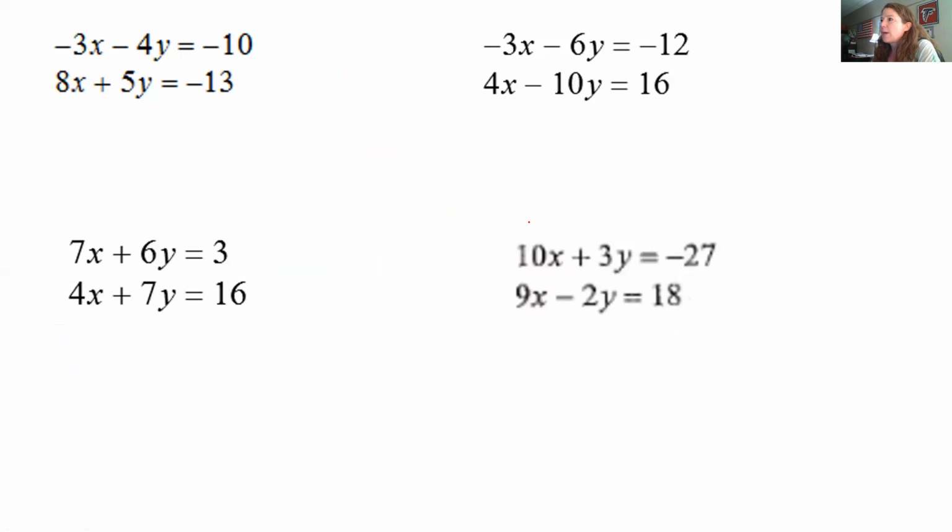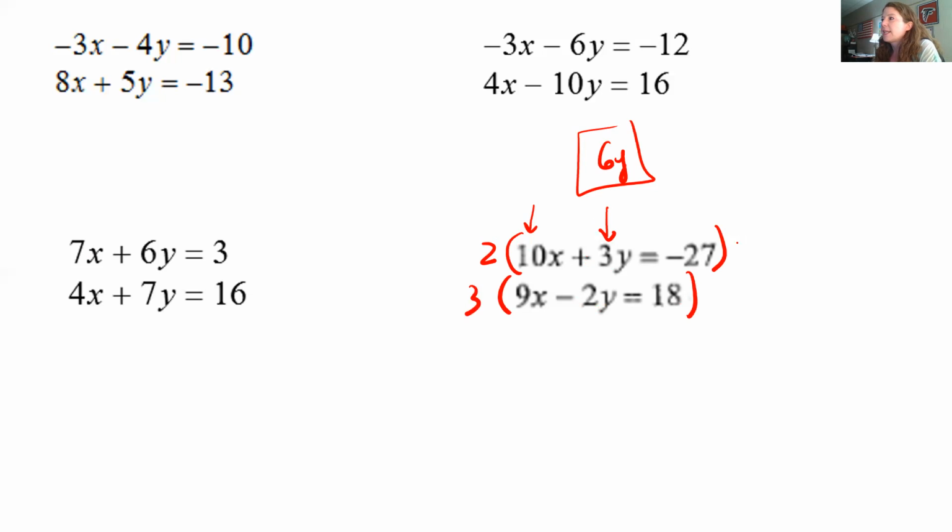What about this one? Well, these numbers are too big. I don't like them, but I like a positive 3 and negative 2. What's the least common multiple of 3 and 2? 6, right? So that's what I'm thinking in my brain. How do I make 3y equal 6y and negative 2y equal negative 6y, since it's already a negative? Well, we're going to multiply the top by 2 and the bottom by 3.